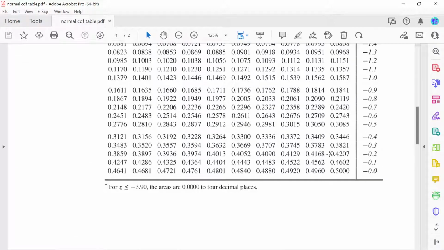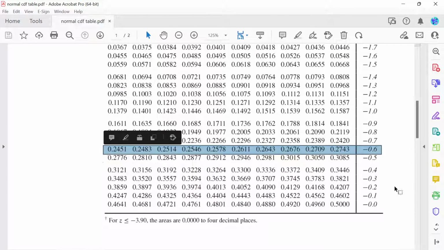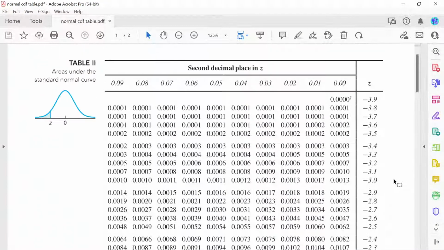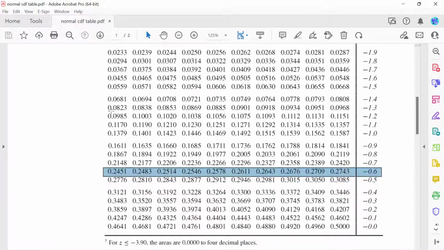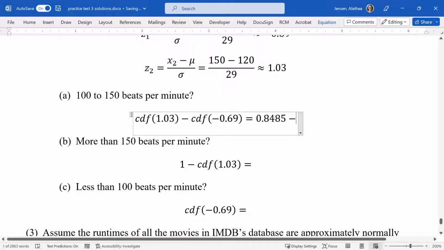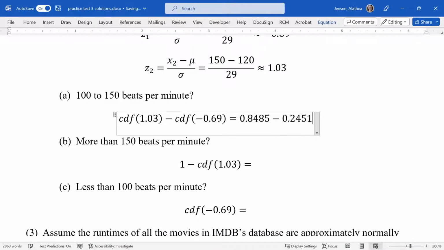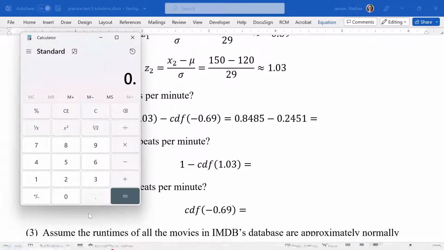Now the CDF for negative 0.69. I'm going back to the negative side. Negative 0.6 is here, and then for the 9 decimal place, that is the leftmost column right here. The leftmost column gives me 0.2451. Now I just go to a calculator and subtract those two values.